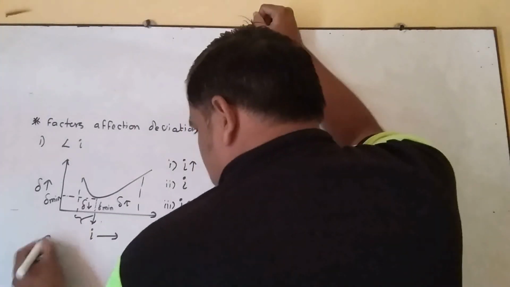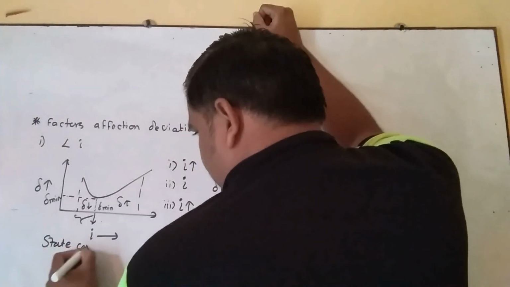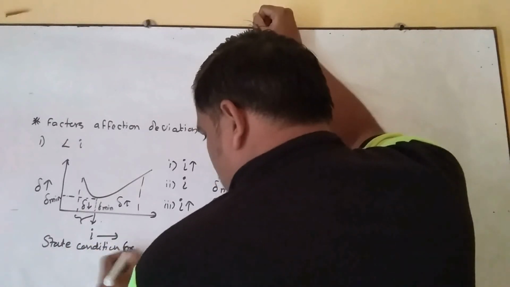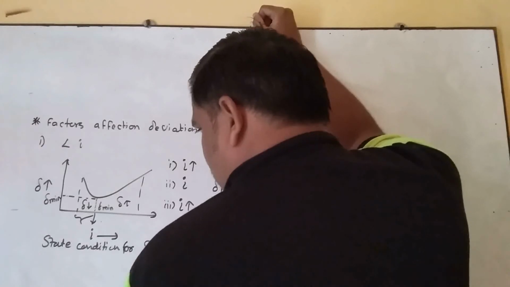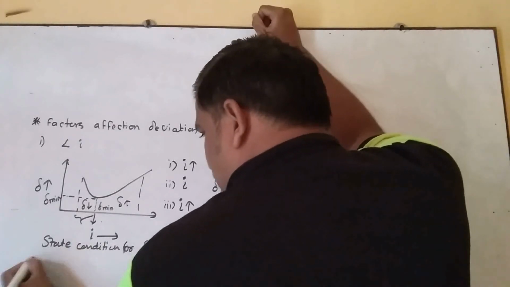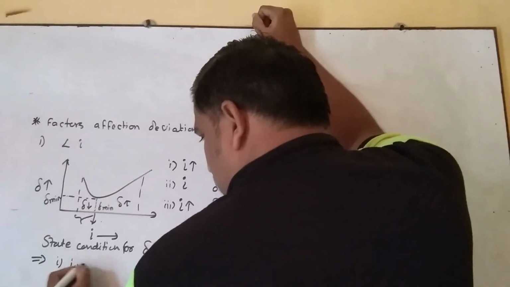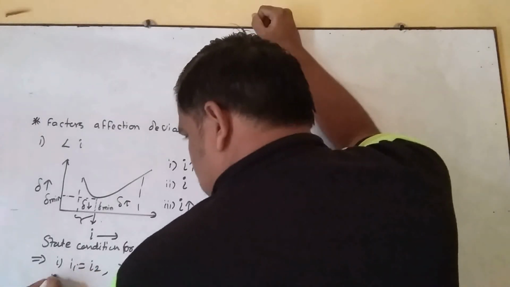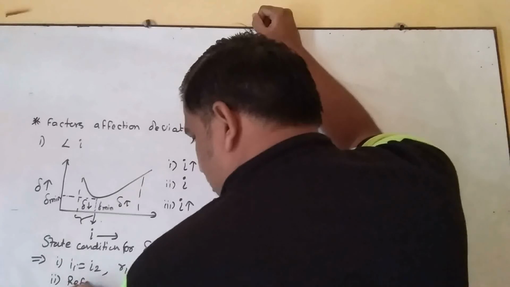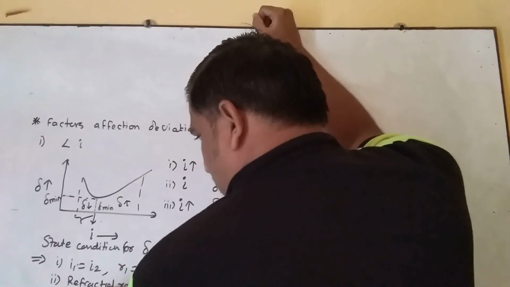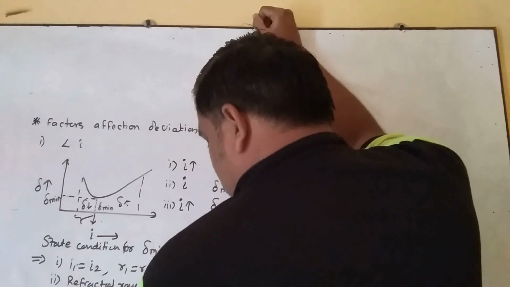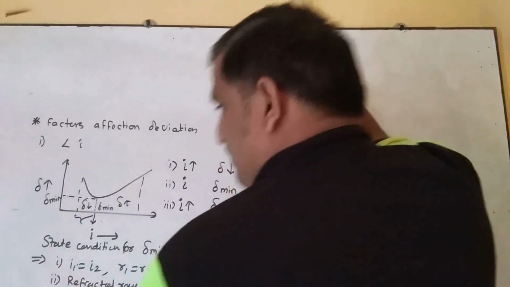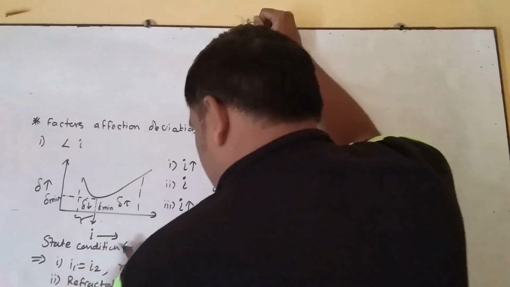Question is asked, state conditions for minimum delta, minimum deviation. This will happen only if I1 is I2 or R1 is R2. The second thing, the refracted ray is parallel to the base of the prism. If these two conditions are fulfilled, then and only then we get delta as a minimum.